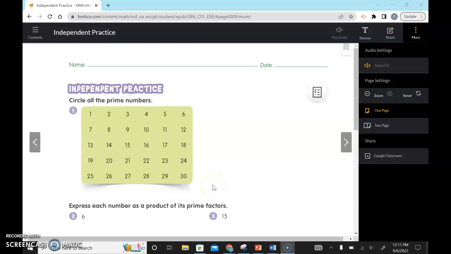Hello everybody. In this video, we're just going to quickly go over how to express numbers as a product of its prime factors. I know we went through this already in today's lesson, but we're going to go through this one more time. So we're going to take a look at the number 144, and there's a couple different ways that you can find this number as a product of its prime factors.